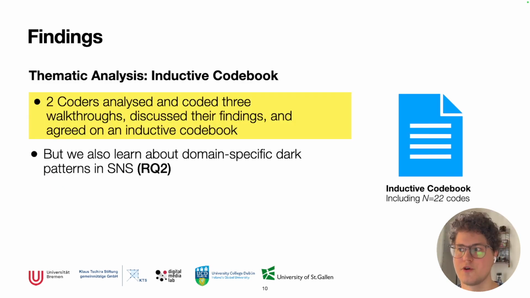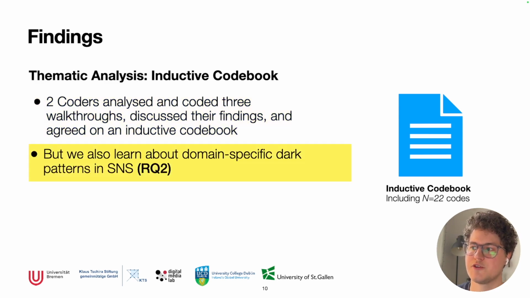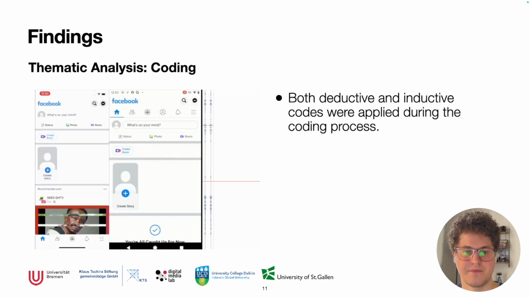For the inductive codebook, we followed Braun et al.'s reflexive thematic analysis approach, where 2 coders analyzed and coded 3 walkthroughs and discussed their findings in an iterative process in between to align their findings and find agreement. Following this methodology, we finalized this inductive codebook with 22 codes. This allowed us to learn about domain-specific dark patterns in social networking services, answering our second research question.